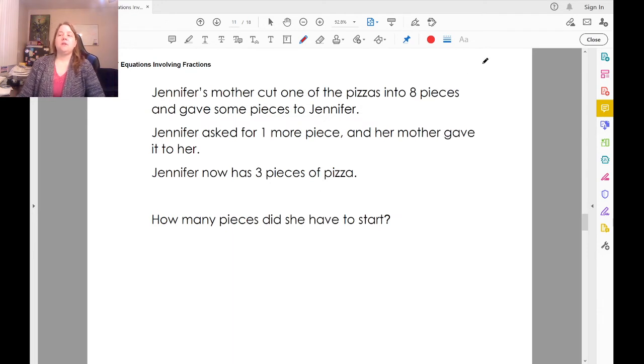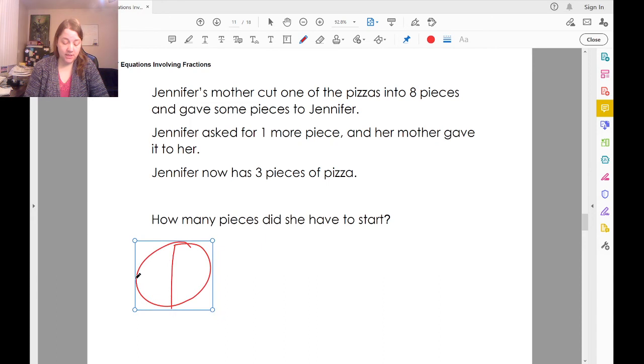Now, Jennifer's mother cut one of the pizzas into 8 pieces and gave some of the pieces to Jennifer. Jennifer asked for one more piece, and her mother gave it to her. Jennifer now has 3 pieces of pizza. How many pieces did she have to start? So she cut one of the pizzas into 8 pieces. She gave some pieces to Jennifer. Who knows how many some is?